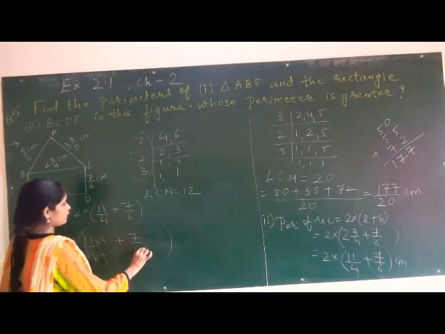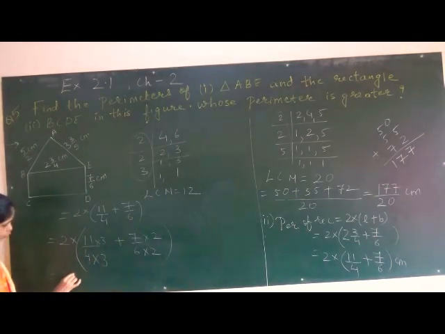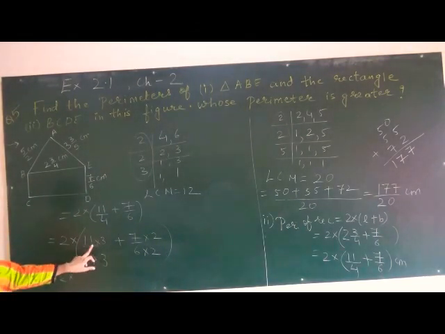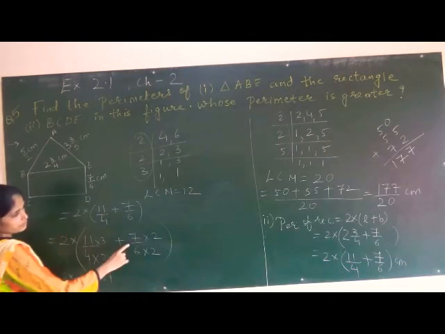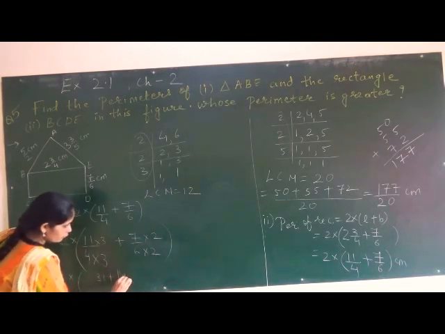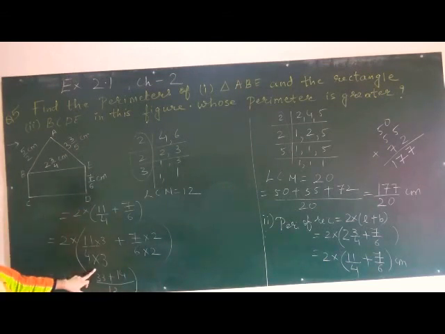6, how many is that? 12? 2 is that. So here we will multiply by 2. So 2 multiplied by 11, it will be 33, plus 7 2s are 14, and whole upon 12. Denominators are same, 12 and 12. So we can write like this.